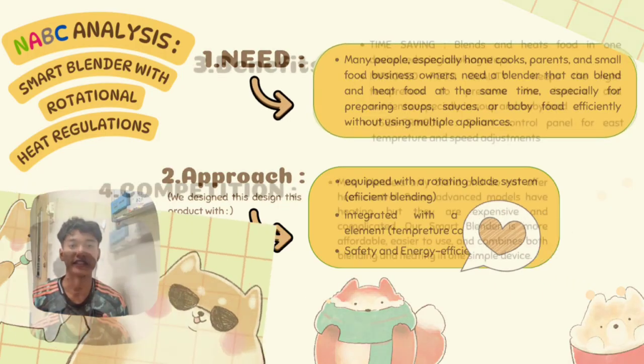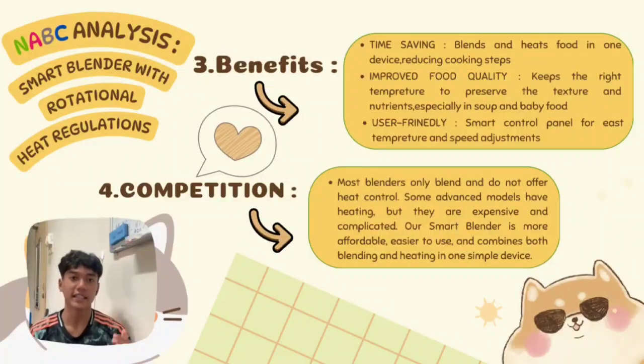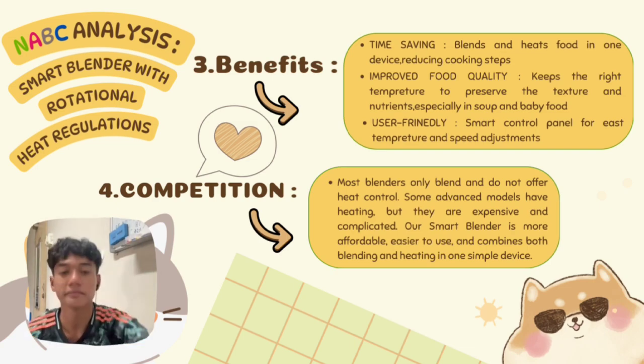For the benefits, this blender can save time because it can blend and heat in one device. It keeps food quality high and is great for soup and baby food. Plus, it is easy to use with a smart control panel. And for the competition, most blenders only blend and can't heat. Some can heat, but they are expensive and hard to use. Our smart blender is cheaper, easier, and does both blending and heating in one simple device.